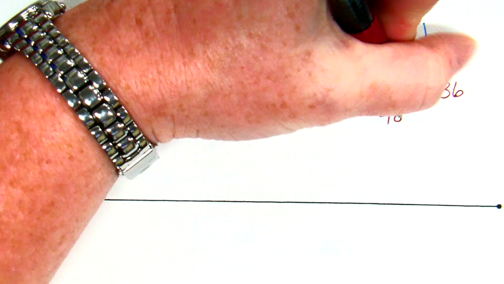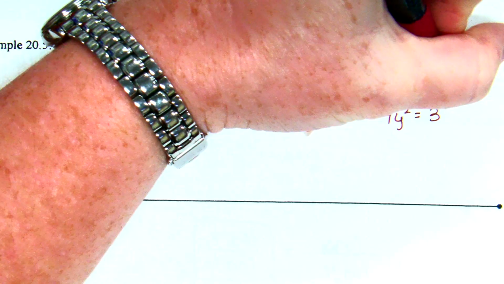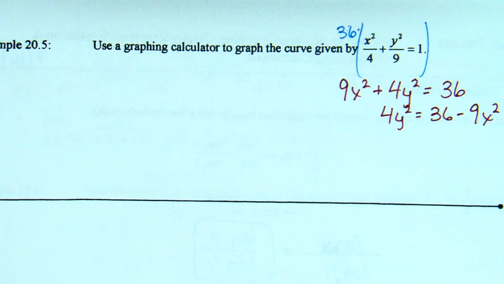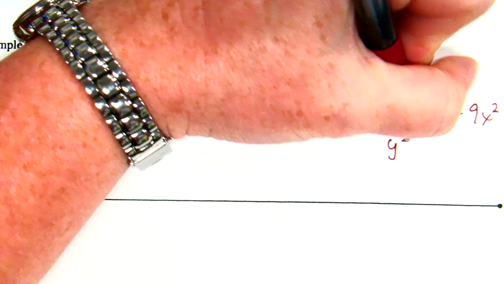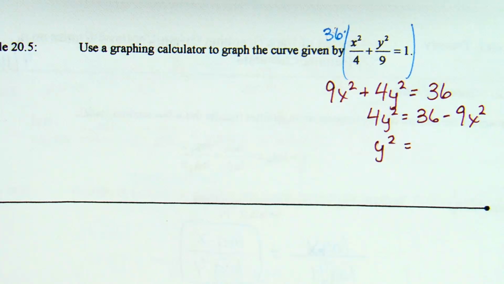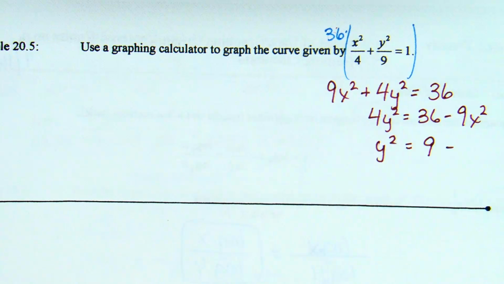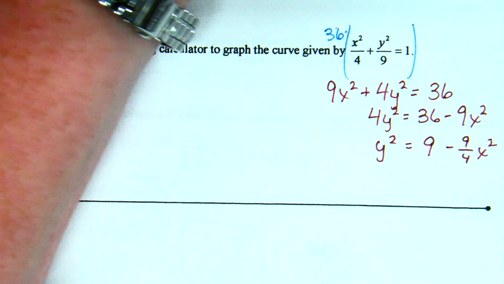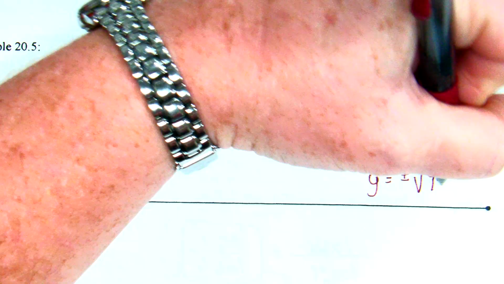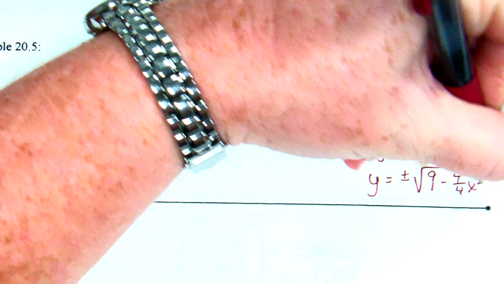Thank you. Let's minus 9x squared. So 4y squared equals 36 minus 9x squared. Then we're going to divide by 4. 36 divided by 4 is 9 minus 9x squared divided by 4, 9/4 x squared. What's our last step? Yeah. Y equals plus or minus the square root of 9 minus 9/4 x squared.